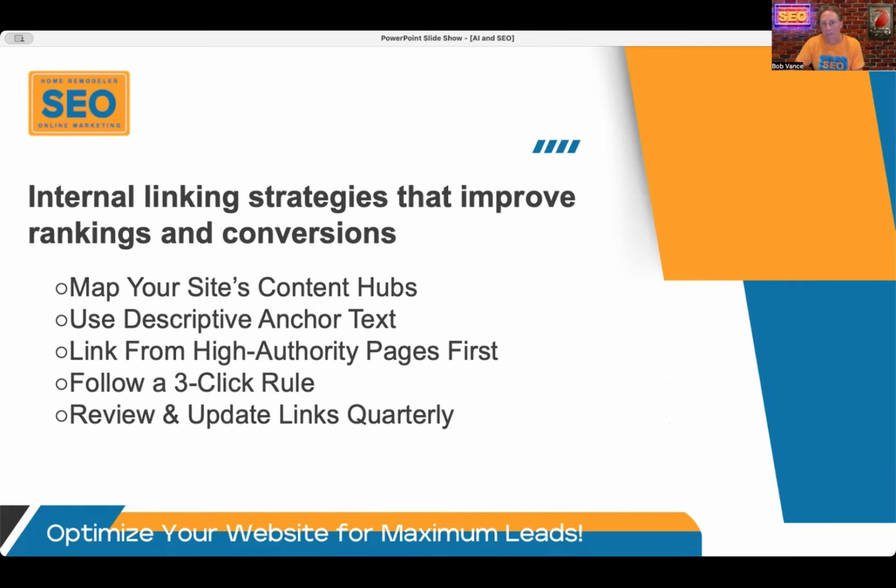And then internal linking strategies that improve your rankings and your conversions. Smart internal linking distributes page authority, guides visitors toward high-value pages, and improves session duration. Your linking should be intentional, not random, like "let's just link this page to this page." Say you're doing kitchen remodels: a page you might link to would be kitchen remodel budgets, and then that might link to kitchen remodel cost, which might talk about a budget remodel versus a high-end remodel.